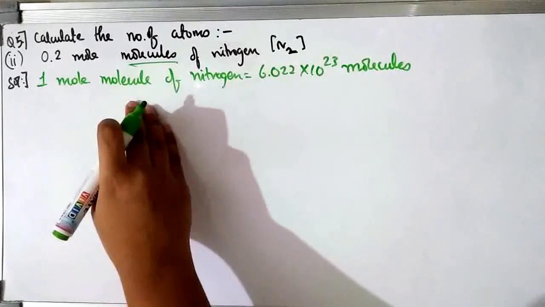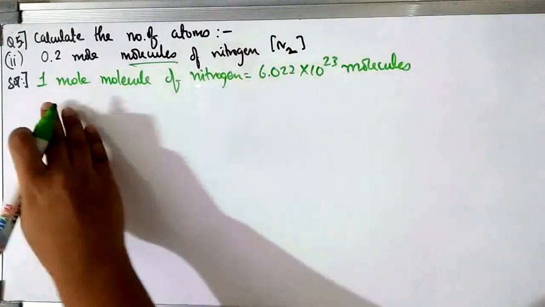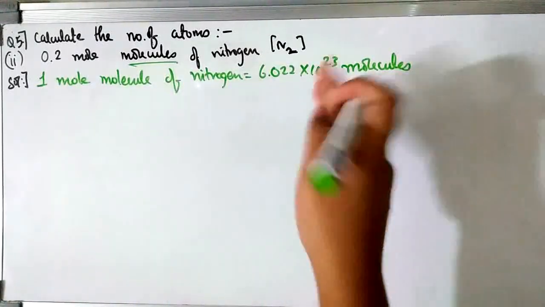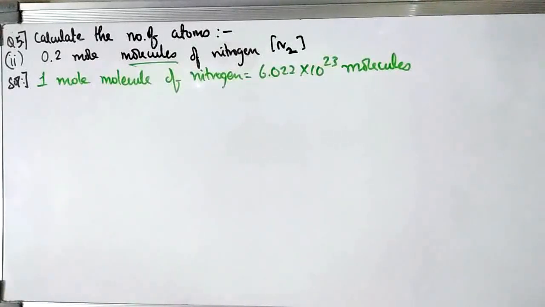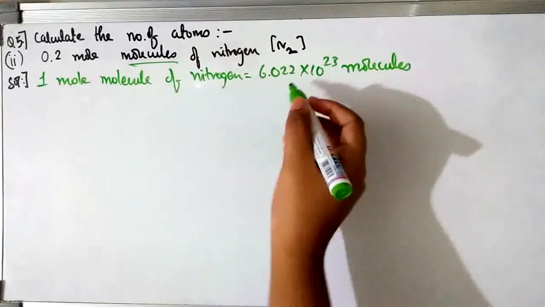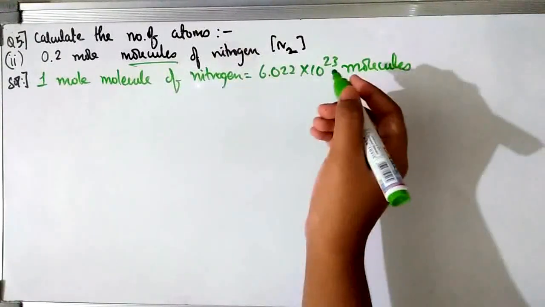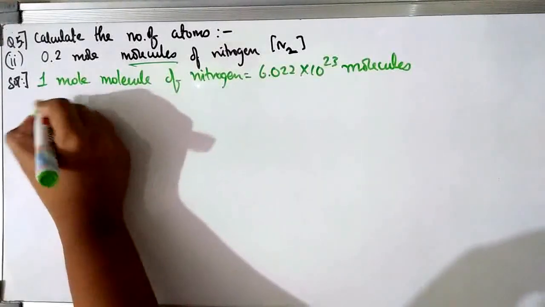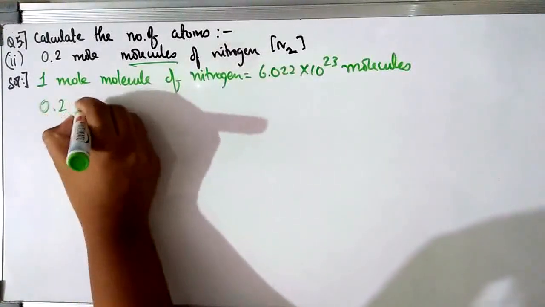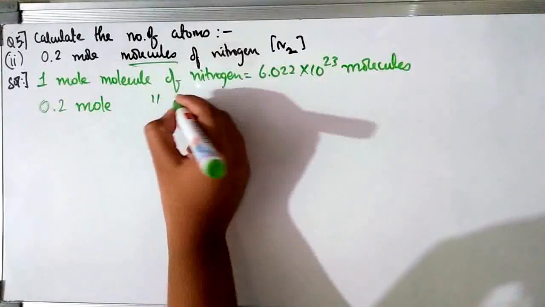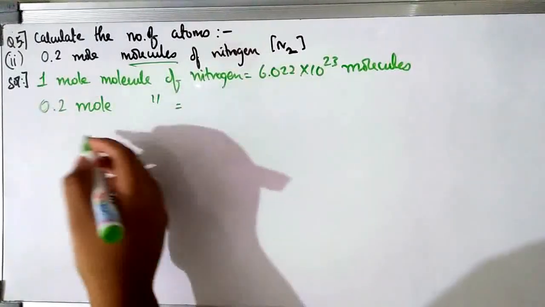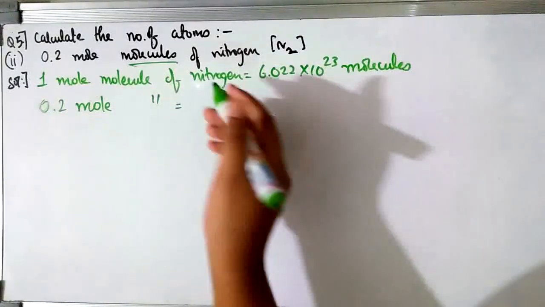If the mole is of a molecule, then that many molecules are present. If the mole is of an atom, then that many atoms are present in one mole. Okay, so the same sentence we're going to write once again, that one mole molecule of nitrogen is going to have that many Avogadro number molecules of nitrogen. Okay, so how many will 0.2 mole molecules of nitrogen have? So 0.2 mole molecules of nitrogen will have how many molecules of nitrogen?